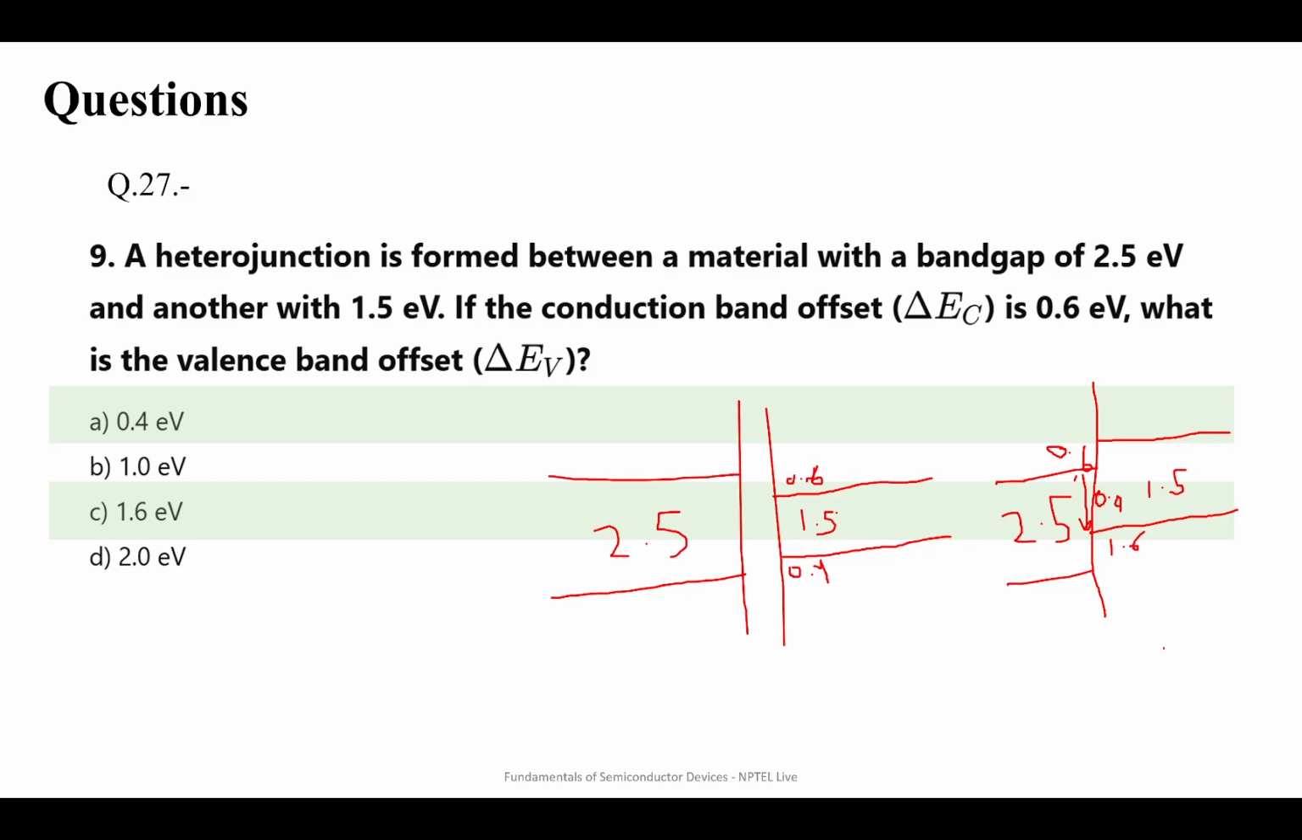So you can either have type 1 or type 2. There can't be a type 3 in this case. Type 3 is not possible, sir, because with 2.5 and 1.5, how can we draw both outside the 2.5? You can draw, but the conduction band offset will have to be greater.